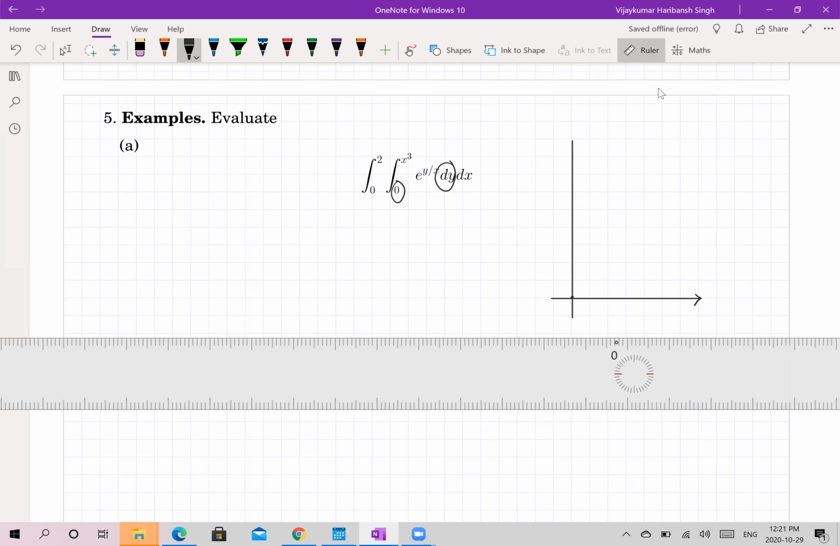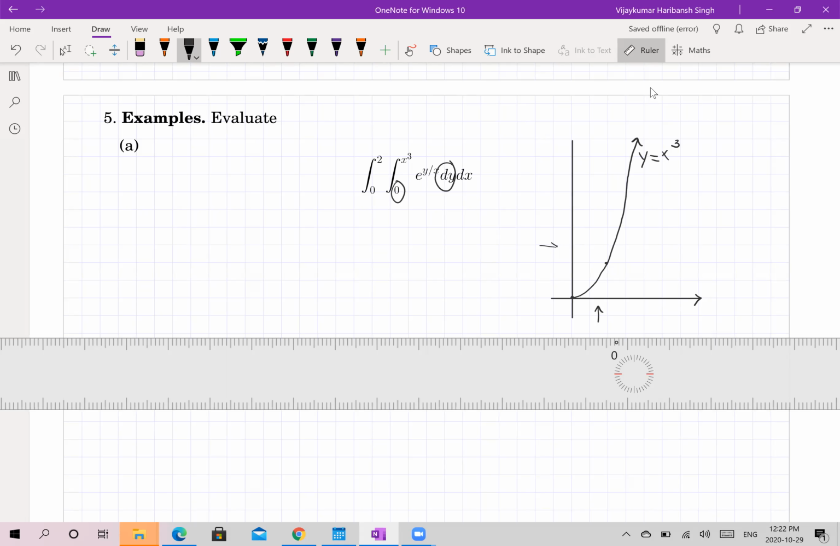So how do you draw this region? You basically draw an arrow like that. So y equals 0, which is the x-axis. So you draw an arrow from y equals 0, and then we have y equals x cube. So how does x cube look like? Well, at 2, it's already 8. So let's say this is 2. So 1, 1. So this is your y equals x cube.